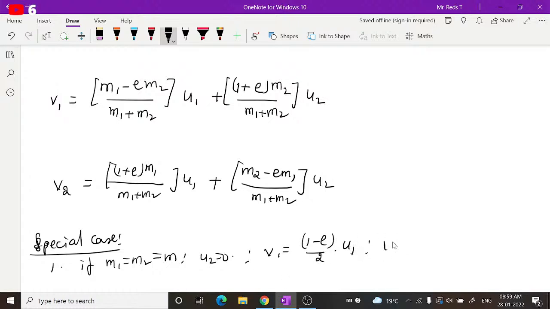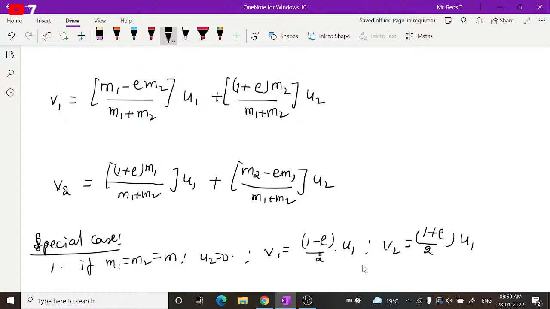And V2 is equal to, again the U2 term becomes 0 because U2 is 0 here, (1 plus E) into M by 2M. M cancels. So V2 is (1 plus E) by 2 into U1. Next, the special case of the ballistic pendulum. I will give you this general description here. You may come across different kinds of questions based on this. While doing numericals, we'll understand that. But how to deal with this kind of concepts, write down the next subheading: ballistic pendulum.